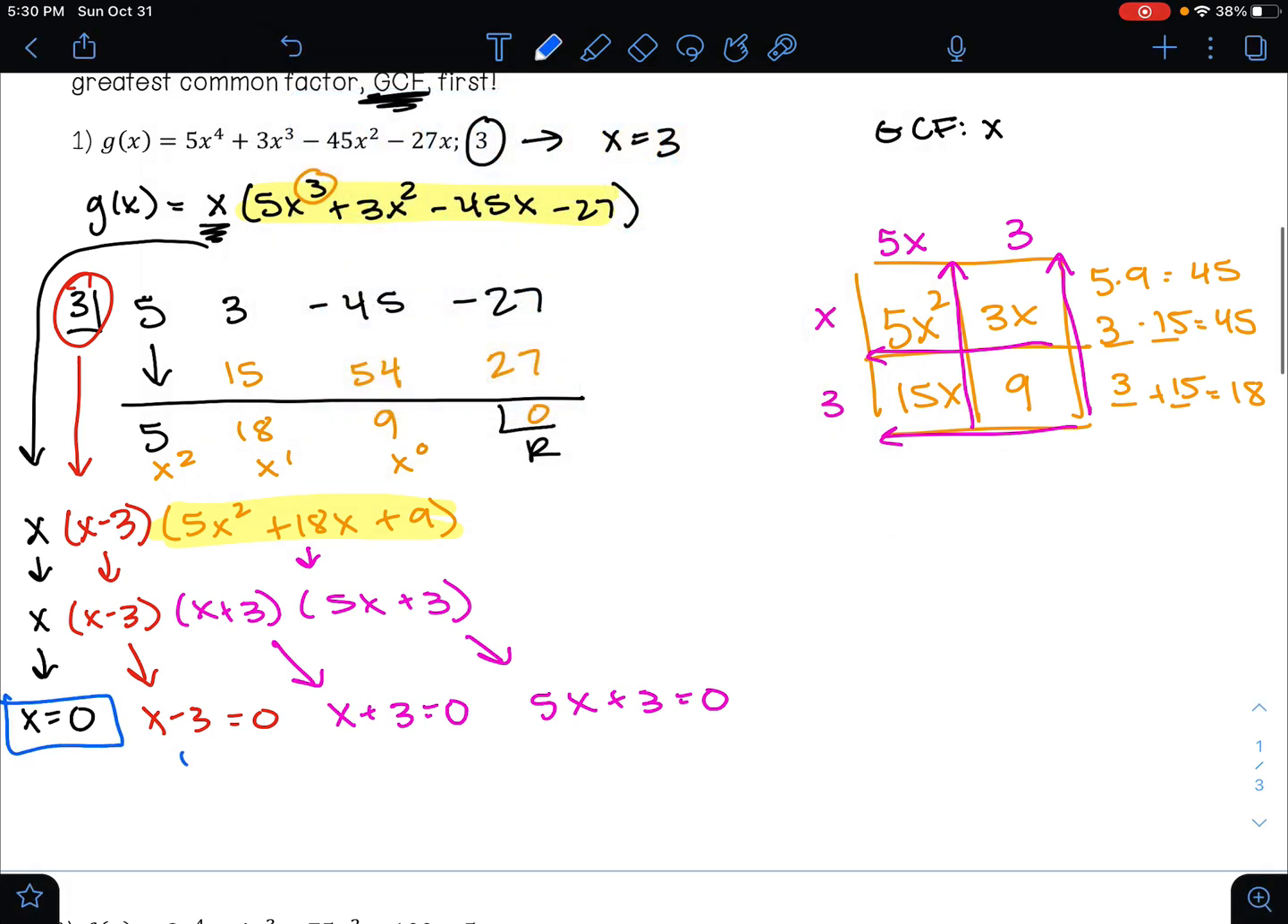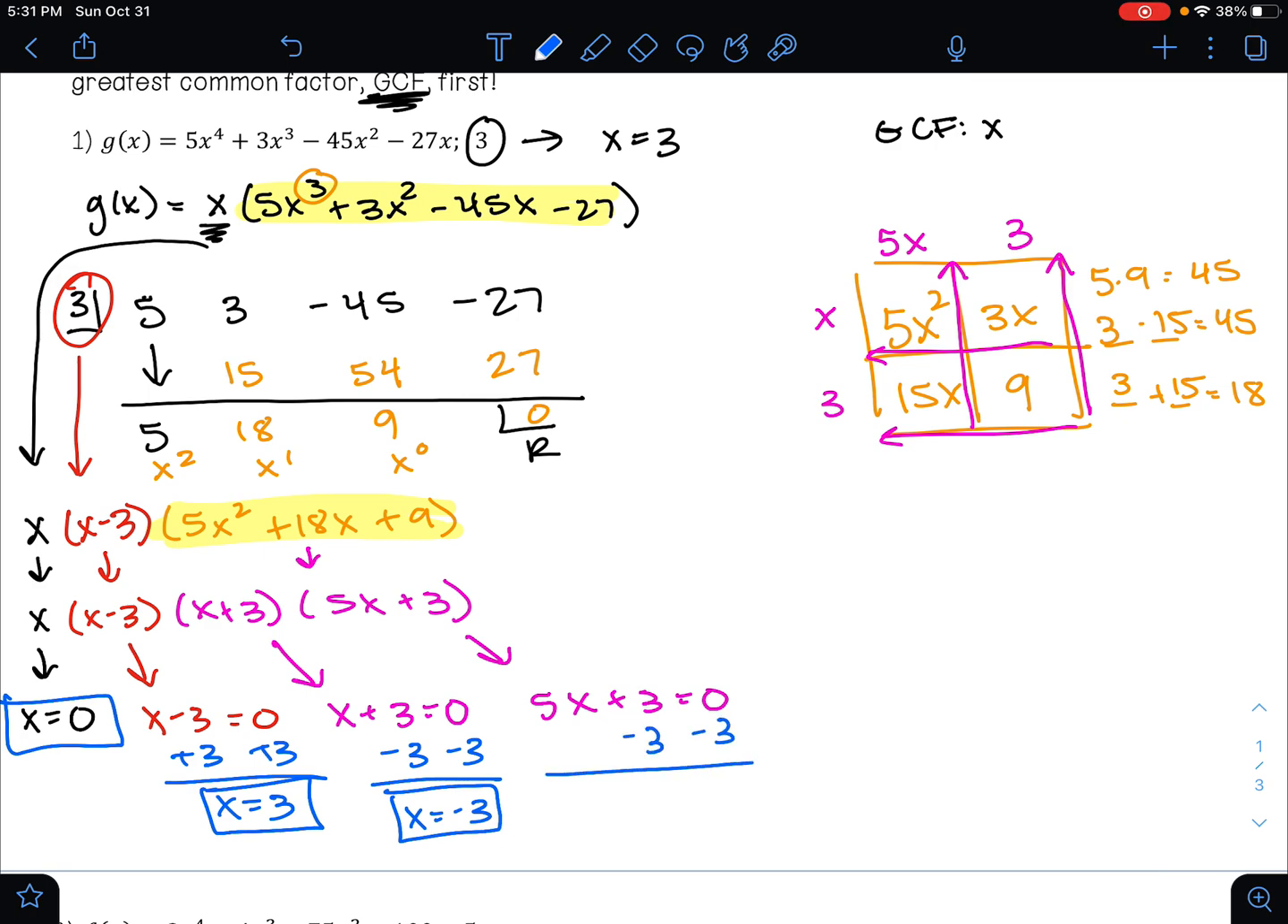To undo subtraction, I'll do addition and get x equals 3. To undo addition, I'll do subtraction and get x equals negative 3. And on this last one, I'll subtract 3 on both sides and get 5x equals negative 3. Divide both sides by 5 and get x equals negative 3/5. There are no multiplicities here, so my solutions are 0, 3, negative 3, and negative 3/5.